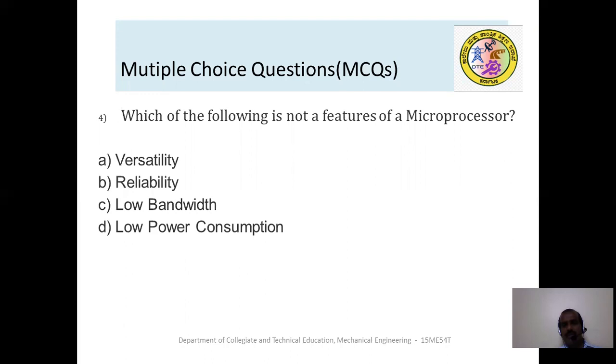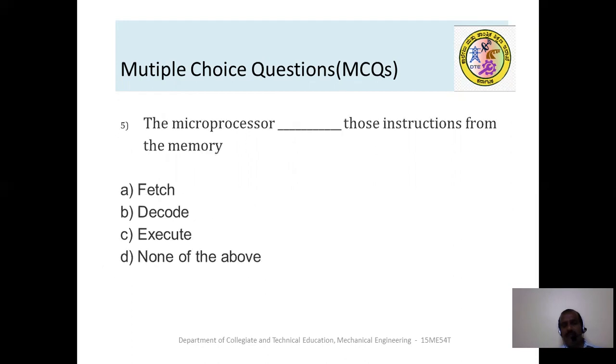Which of the following is not a feature of a microprocessor? Versatility, reliability, low bandwidth, low power consumption. The answer is C, low bandwidth. The microprocessor dash these instructions from the memory: fetch, decode, execute, none of the above. It is A, the microprocessor fetches those instructions from the memory.